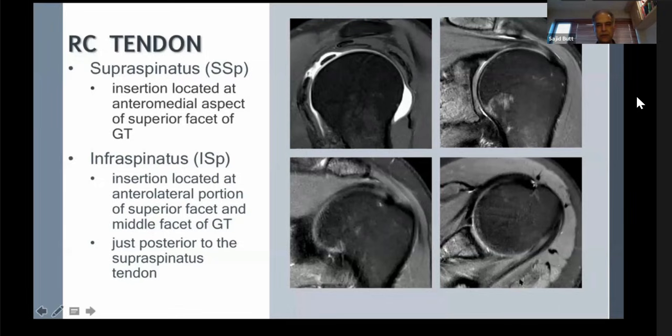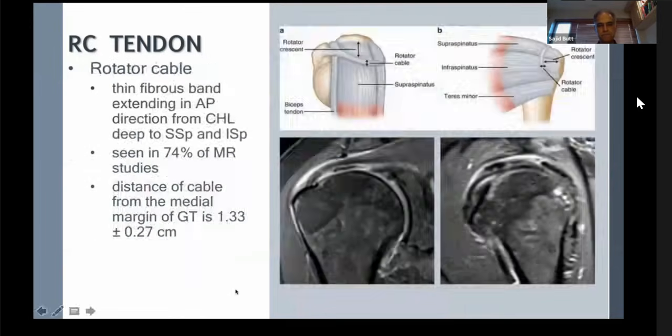This is the greater tuberosity, and the infraspinatus muscle tendon is coming up and then joins the greater tuberosity at the back. Supraspinatus would have been more cranially in the upper cuts. The supraspinatus and the infraspinatus tendons have a rotator cuff cable running about 1.3 centimeters medial to the greater tuberosity. So here's the greater tuberosity, that's the supraspinatus, that's the infraspinatus.